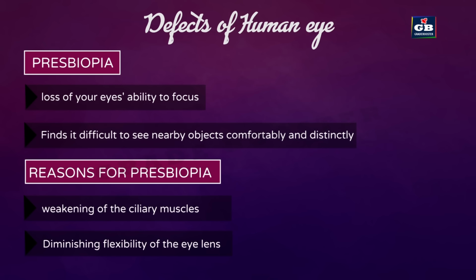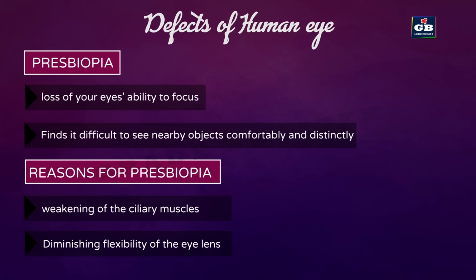So here there are two reasons for presbyopia. 1. Gradual weakening of ciliary muscles. The ciliary muscles cannot contract and relax properly, so they will not be able to focus on the close-by objects or nearby objects.